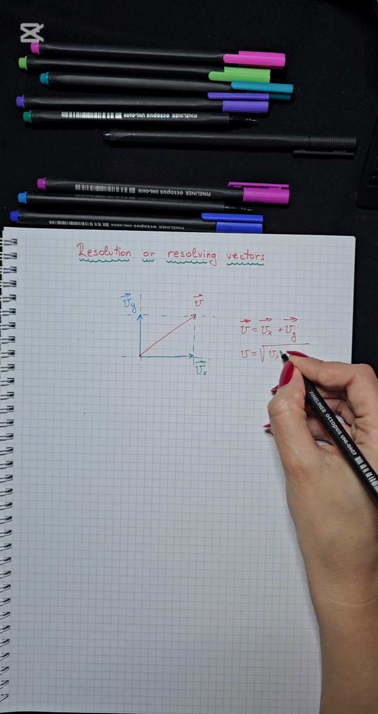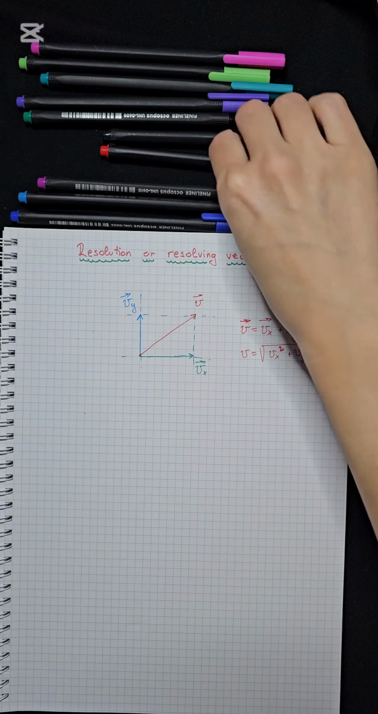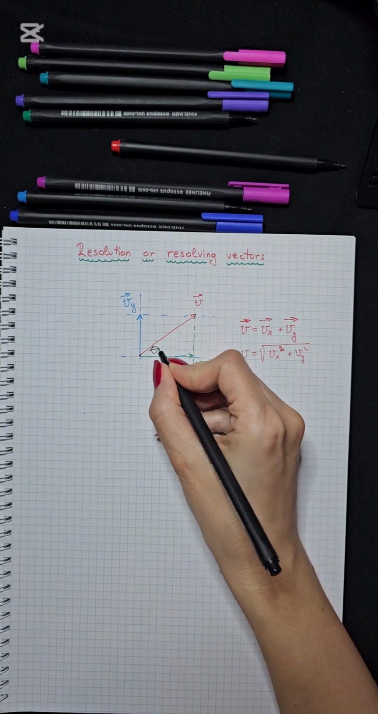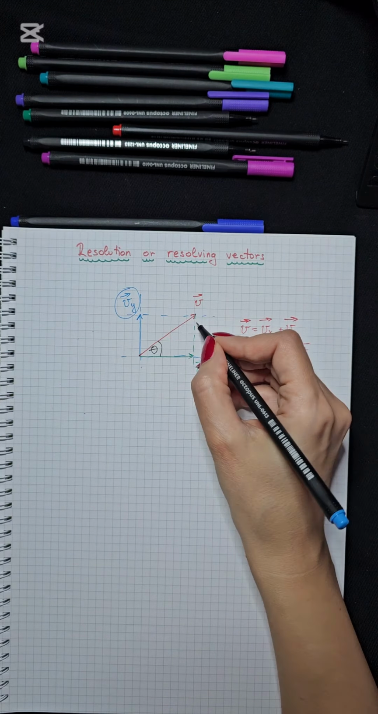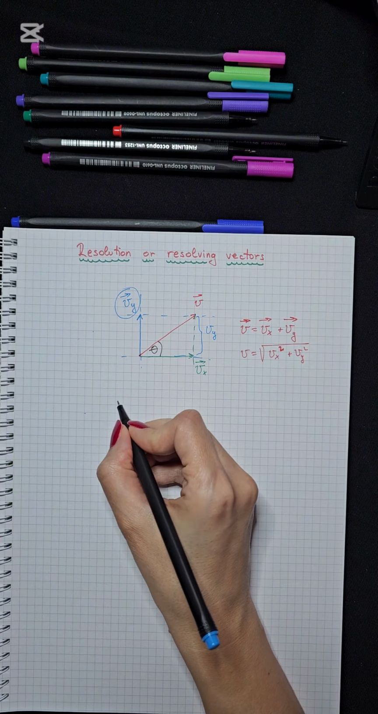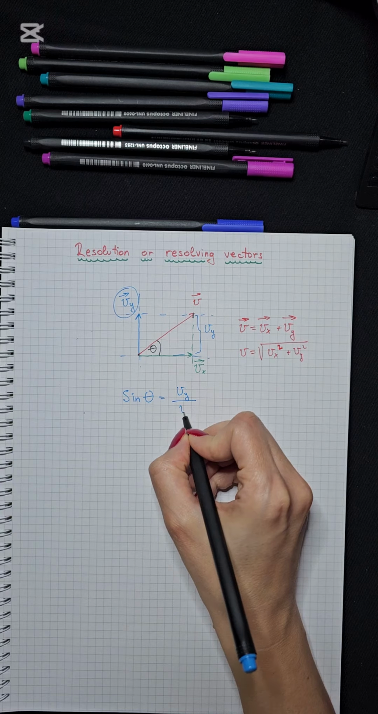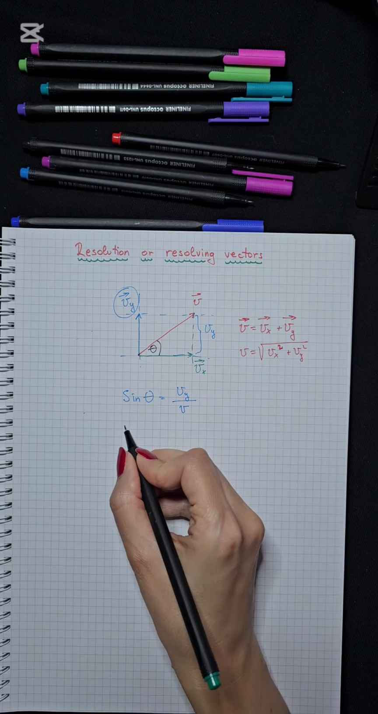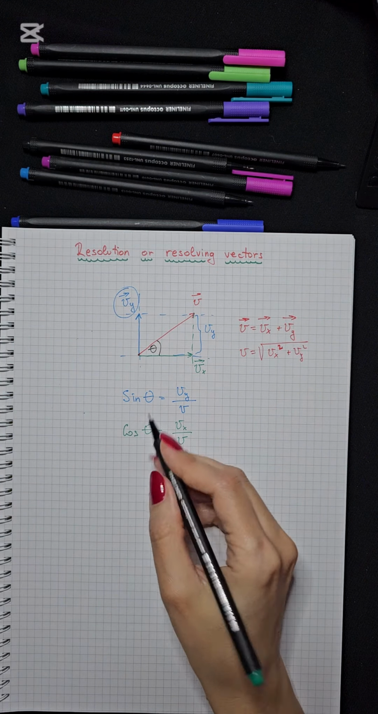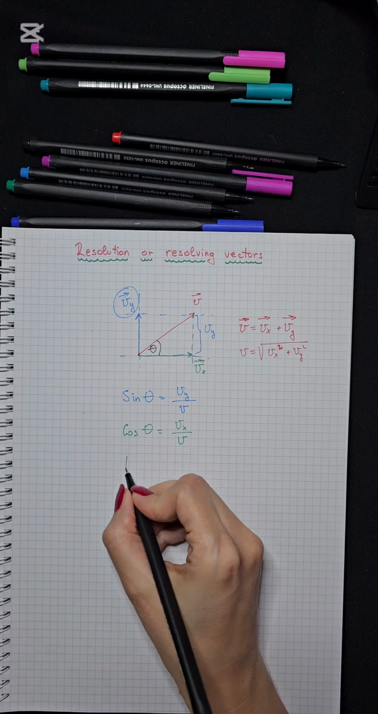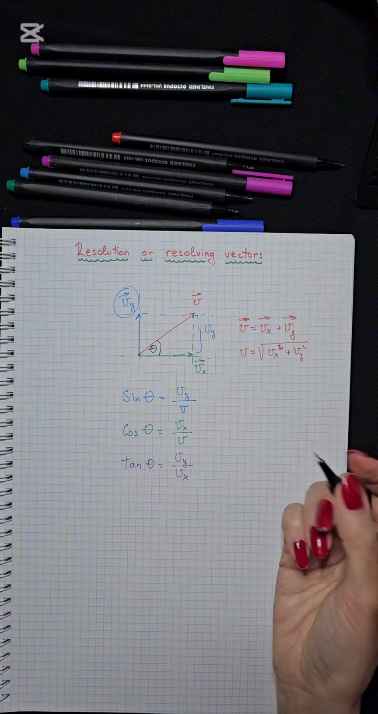If we want to calculate the strength of this vector, we can use geometry, Pythagoras theorem, and get the strength of v. But if we want to calculate the strength of the resolved vectors, vx and vy, we can use trigonometry. So if we know the angle theta, we know that sine theta is equal to vy divided by v. If we want to calculate vx, we know that cosine of theta is vx divided by v. And tangent theta is vy divided by vx.